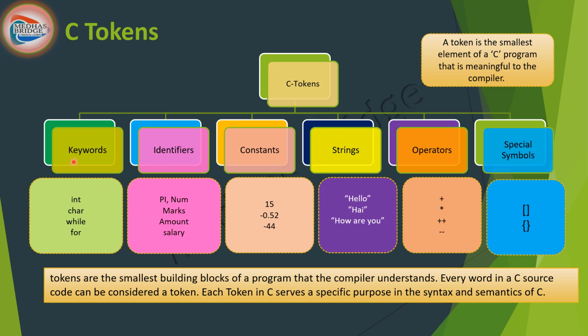Keywords are reserved words for C, right? Like integer, character, while, for, short. When I say identifier, it is the name given to a variable, right? The variable name is called an identifier. Based on the data that you are storing, you will have a descriptive name for that identification. For instance, pi, num, marks, amount, salary, things like that.